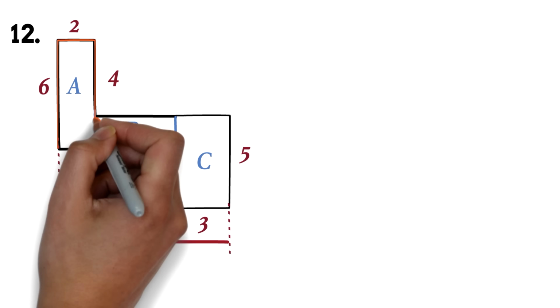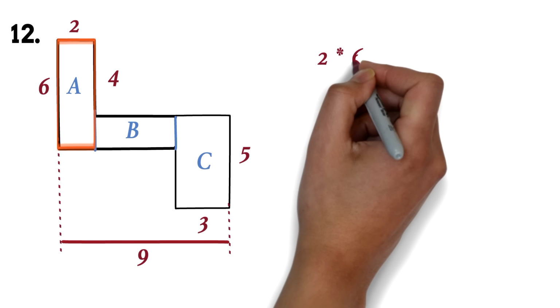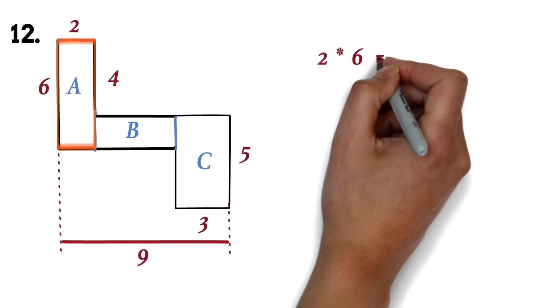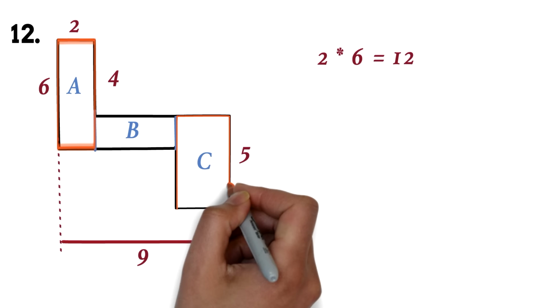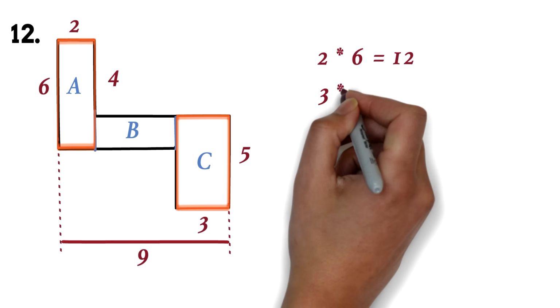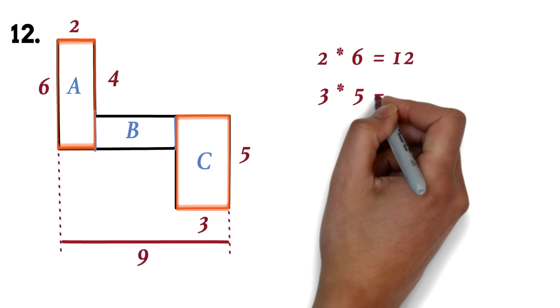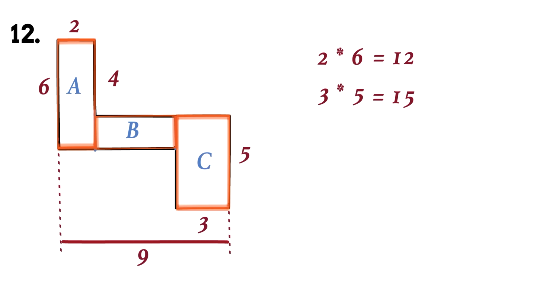To find the area of rectangle A, we have the length of 2 times the width of 6. This will give us 12. To find the area of rectangle C, we have a length of 3 times a width of 5. This will give us 15. To find the length and width of rectangle B requires a little bit of work.